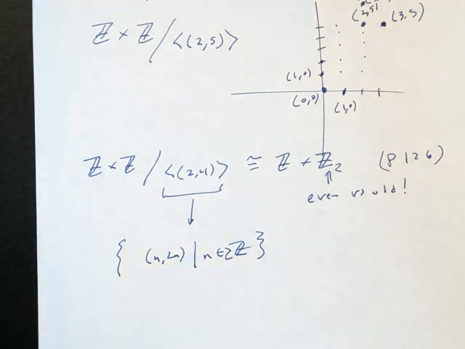That should be n in 2Z, right? I need it to be even. So I get 2, 4, 4, 8, 6, 12. I don't get 1, 3. I get 0, 0. I get negative 2, negative 4. I don't get negative 1, negative 3.